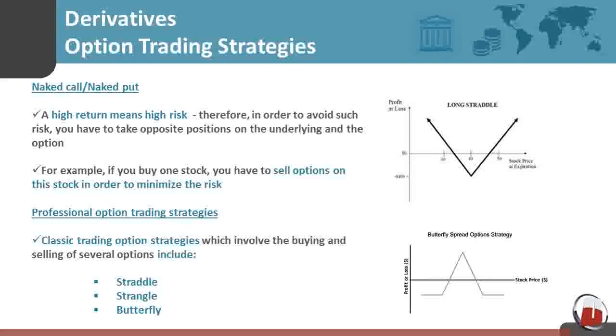Option trading strategies. Naked call, naked put. As you saw in the examples on the last two slides, your percentage returns were as high as 100% and 40%. A high return means high risk. Therefore, in order to avoid such risk, you have to take opposite positions on the underlying and the option. Remember, naked positions can make you go bankrupt in a minute. For example, if you buy one stock, you have to sell options on the stock in order to minimize the risk.